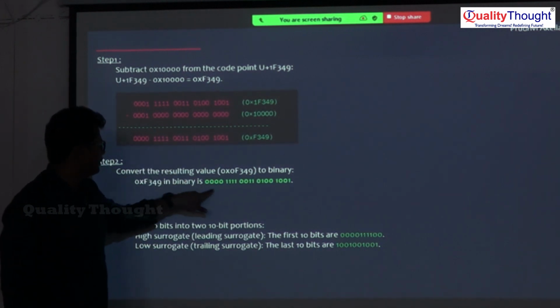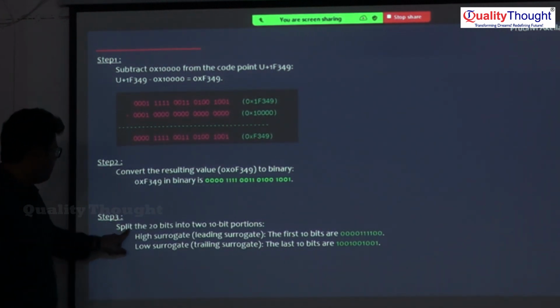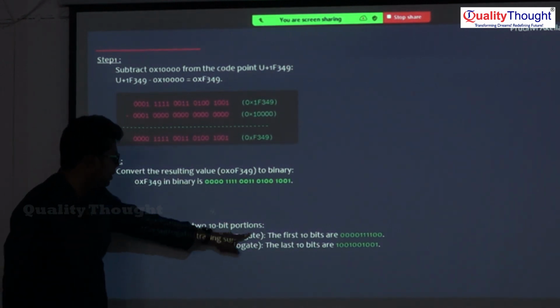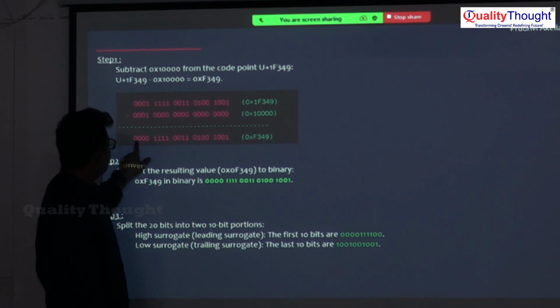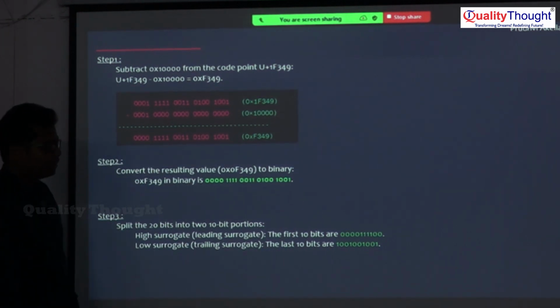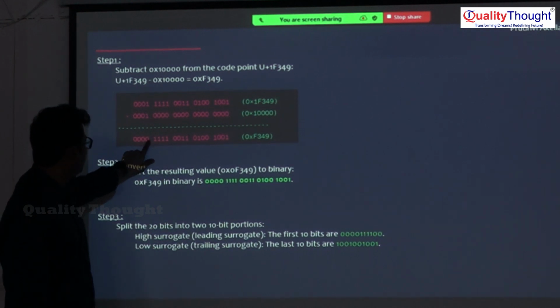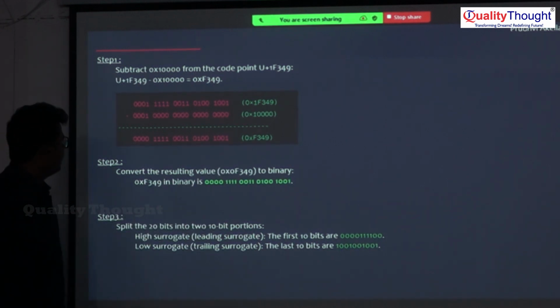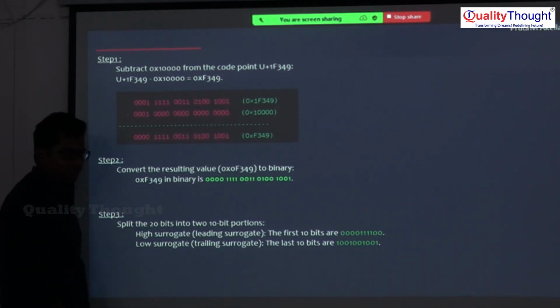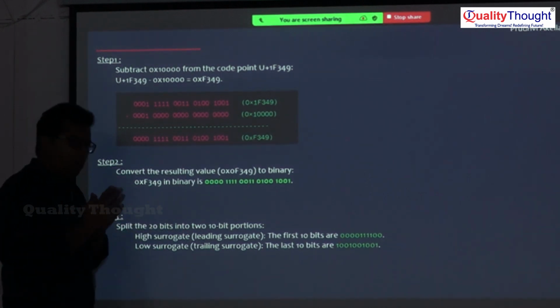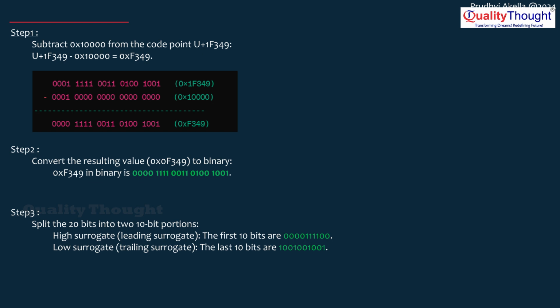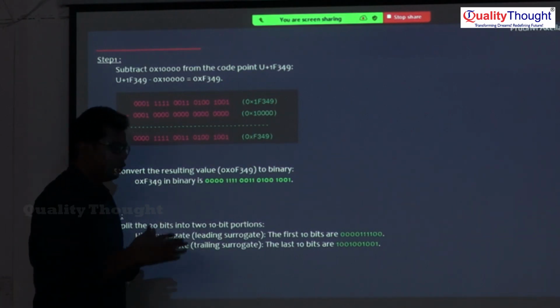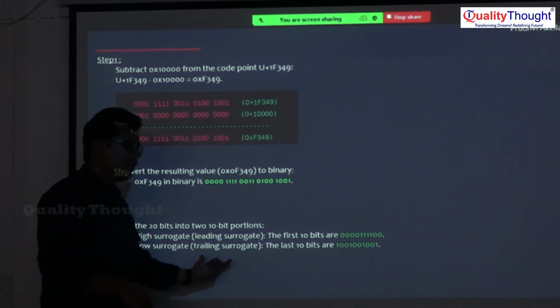Okay? Now convert the resulting value to binary. This is how it looks. Now split the 20 bits into 10-bit portions. That means you have how many bits over here? 20 bits, correct? Because you have 5 hex digits, 5 times 4 is 20. You just need to halve it. That means split the 20 bits into two 10-bit portions. Take the first 10 bits and call that the leading surrogate. And you take the next 10 bits and call that the trailing surrogate.